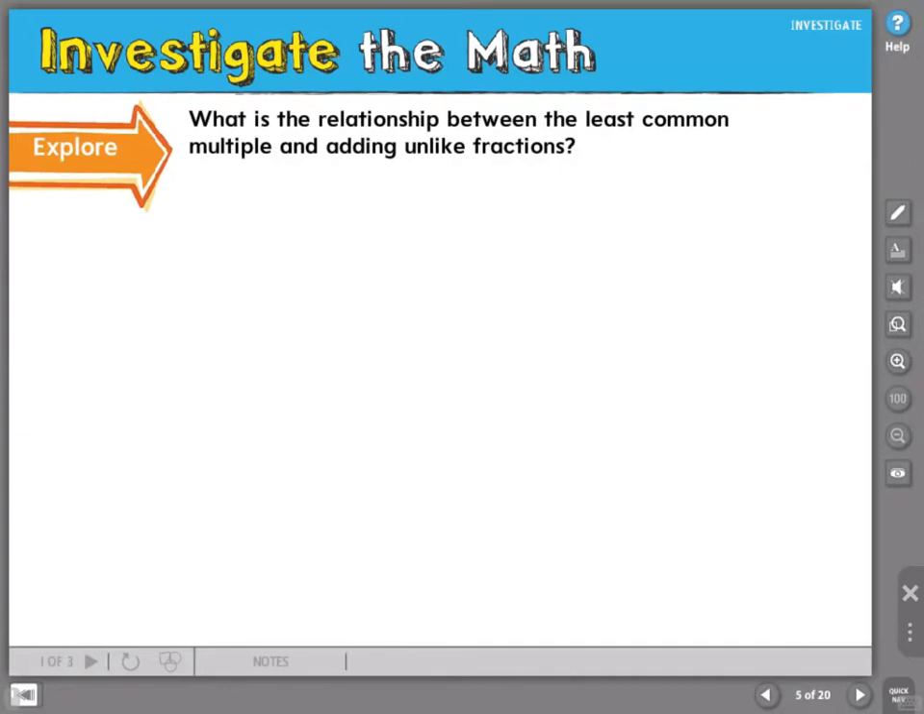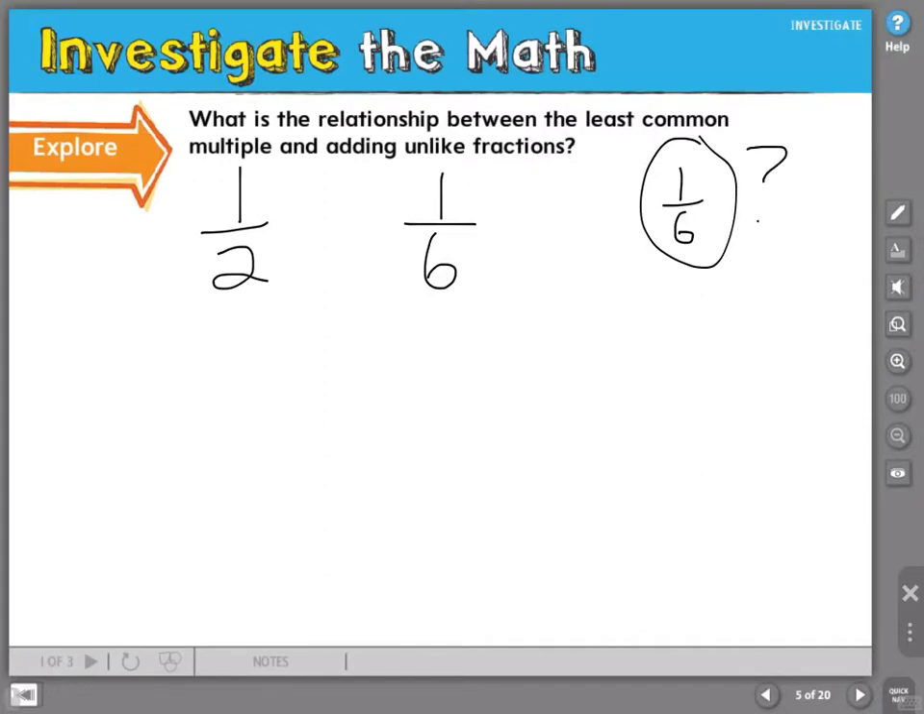So what is the relationship between the least common multiple and adding unlike fractions? Let's think about the example we just used. We had 1/2 and 1/6. We ended up using 1/6 tiles to cover the distance that 1/2 plus 1/6 made. Now we're going to see if we can figure out, well, where did we get 1/6? How did we know which fraction tile to use? The answer is our least common multiple.